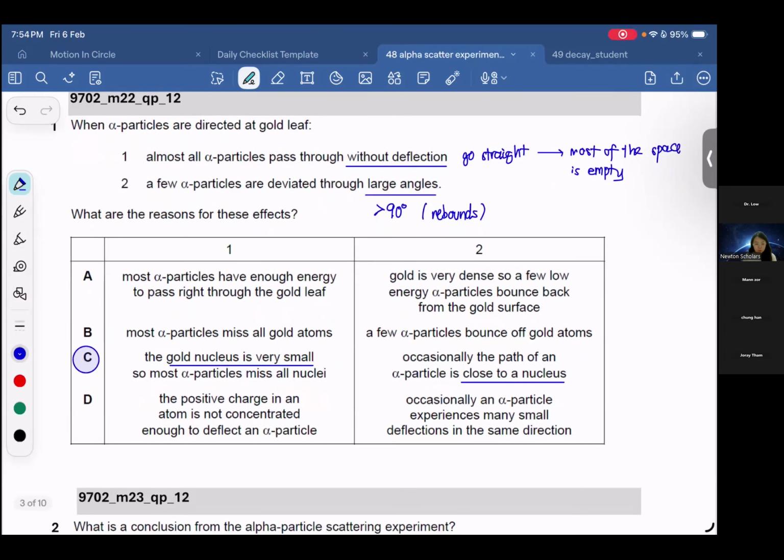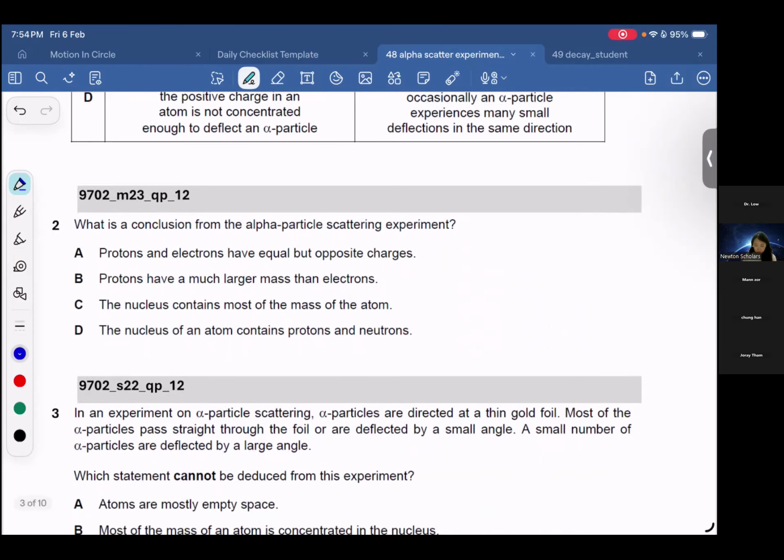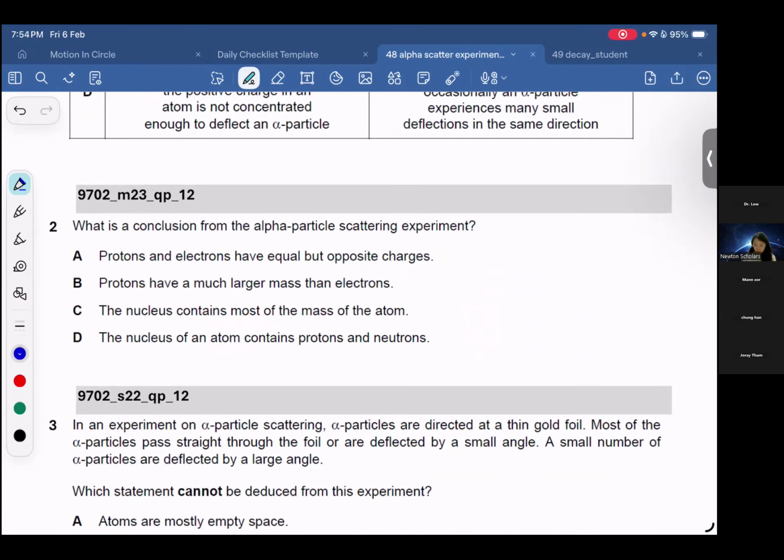Okay, we go to question number 2. What is the conclusion from the alpha particle scattering experiment? A, B, C, D.